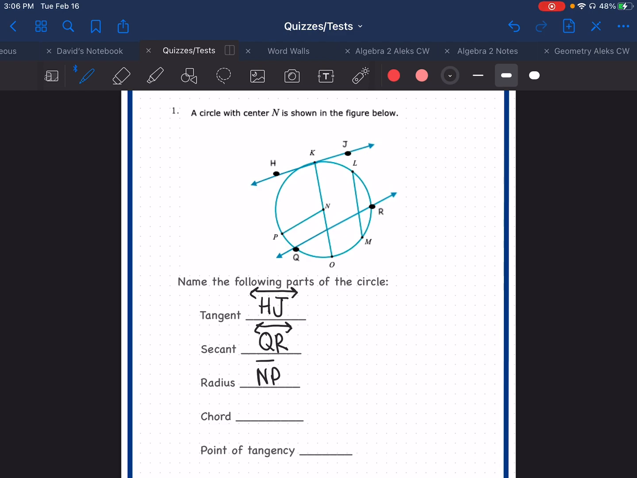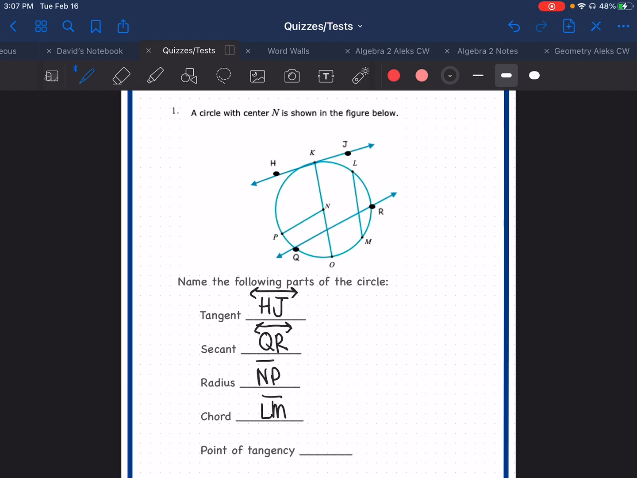A chord goes through my circle and touches it twice, but it never touches the center. So here would be my chord. Now technically, from just Q to just R is a chord as well, but I'm going to go ahead and use this one because it is not also a secant. Okay, so that's why I'm picking that one, but QR would be correct as well.